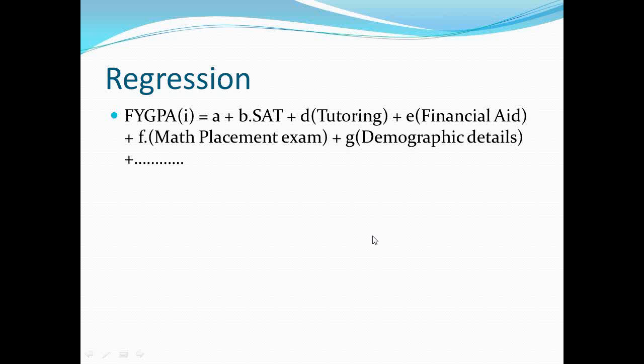If, for example, incoming SAT is not really a good predictor, then that coefficient B that you see on the slide will be small. If tutoring is important, if students who go to a lot of tutoring do really well and it really affects their first year GPA, you should see that coming through in that coefficient D. And there are F-tests and stepwise regression, which can help to show whether the addition of an extra variable significantly reduces the error sum of squares. So all of these are very important things to try.